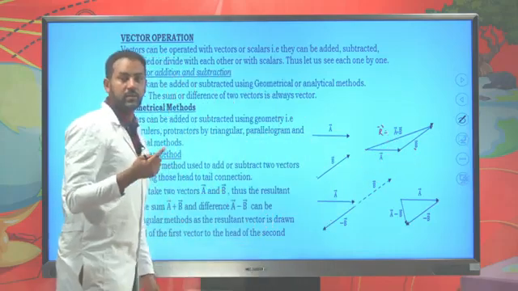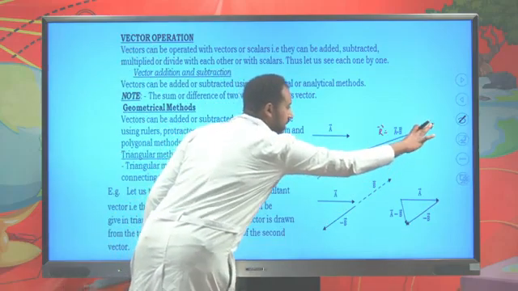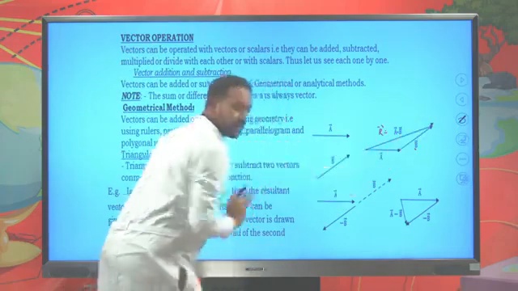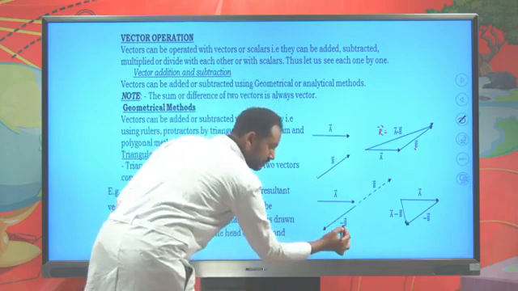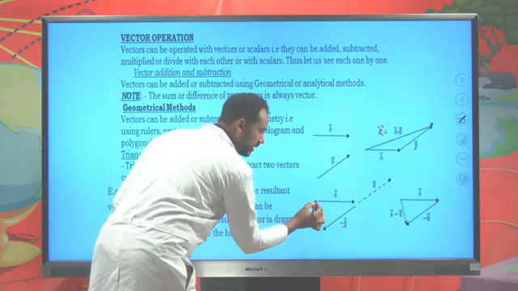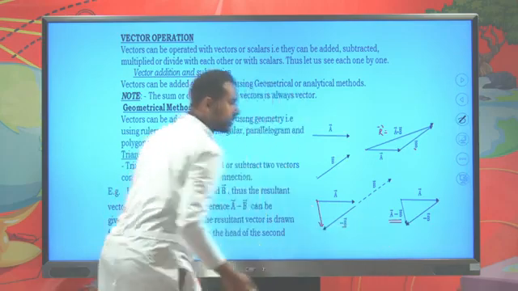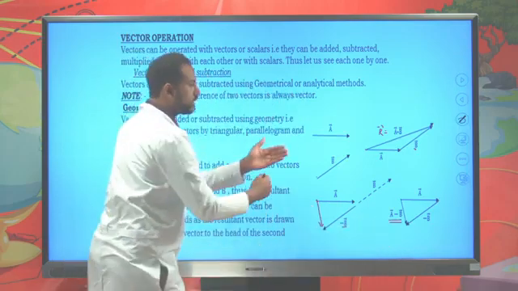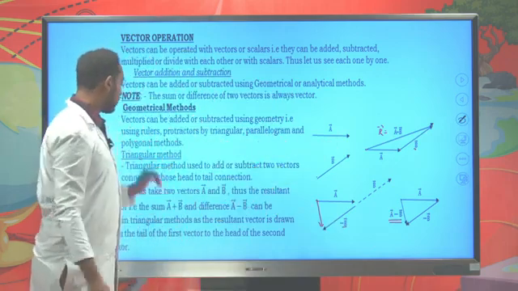If you are asked the difference of these 2 vectors, you take vector B and reverse the direction. When you reverse the direction, it becomes minus B, the negative of B. So the difference A minus B can be determined by connecting the tail of the first to the head of the second. This is known to be the difference of the two vectors. Therefore, it's possible to add or subtract two vectors using the triangular method.